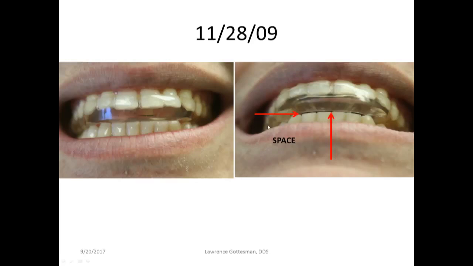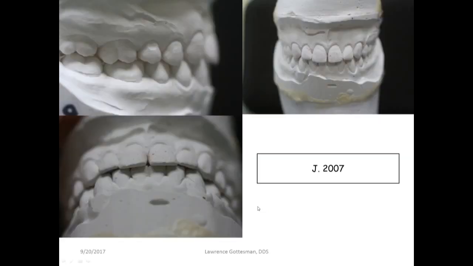you can see that when I look at this head on, it looks okay, but when I take a look underneath, you can see that there's a gap here. There's a space, and I knew right away when he walked in 2009 that I was in trouble. I have the models from 2007, and you can see that his upper and lower teeth are meeting, and there's a substantial amount of contact in the back teeth as well.